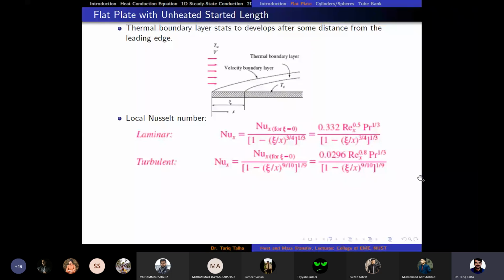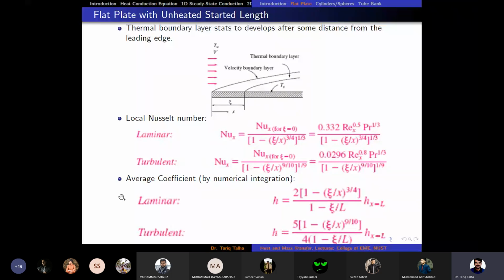So there is the local Nusselt number, and then we can get the average coefficient by numerical integration, because we cannot do simple integration for this. We need to know some numerical integration techniques, which you must have learned, but you don't need to worry about how this relation came from here to here. All you need to know is why we have this parameter in the denominator: it is just to accommodate this unheated length. In that case, Nusselt number would be a little bit different from the standard case.